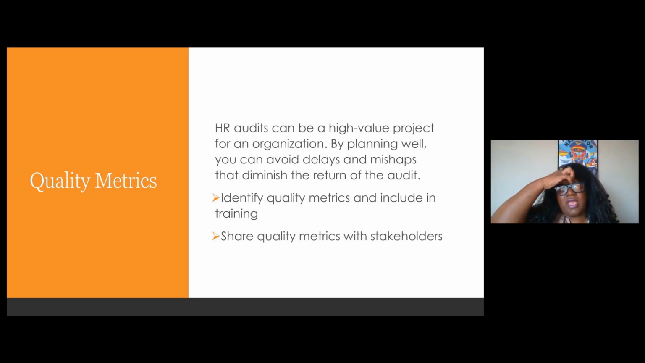So there should be a vested interest in everyone ensuring that there's an equitable hiring process, because the outcomes benefit all. And remember, diversity is not an option. It exists already. The equity and inclusion is oftentimes where we see the gap, but diversity is not an option. It's already there. By planning well, you can avoid delays and mishaps that diminish the return of the audit. Identify your quality metrics and include them in the training. Let people know what you're looking for when you're going to review.